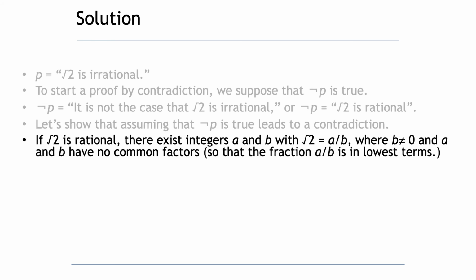If square root of 2 is rational, there exist integers a and b with square root of 2 equal to a divided by b, where b is different than 0 and a and b have no common factors. So that means that the fraction a divided by b is in its lowest terms. You cannot make a and b any smaller number.